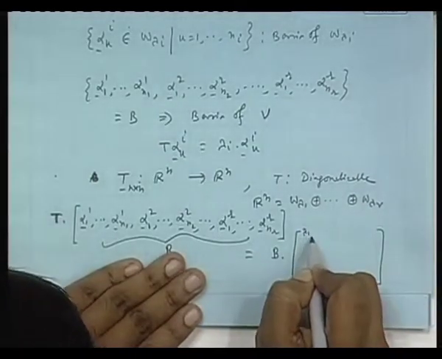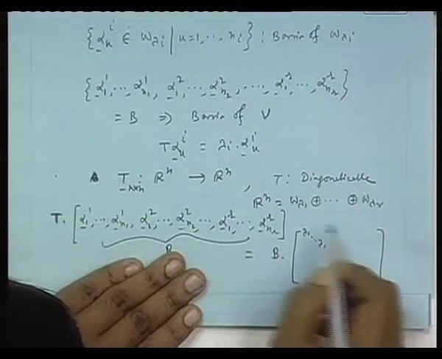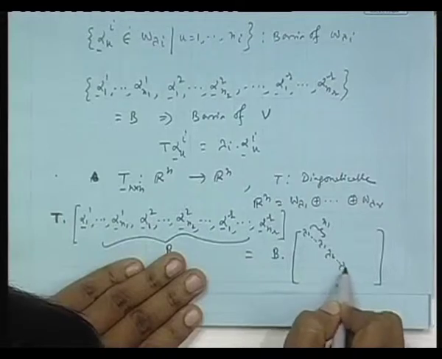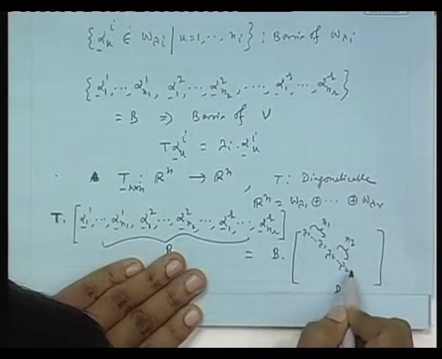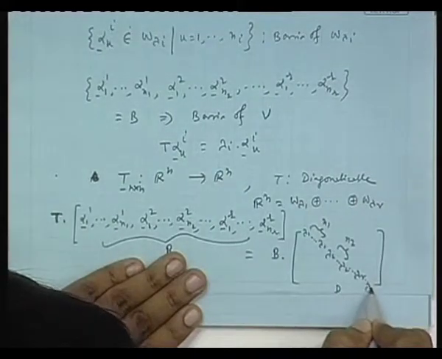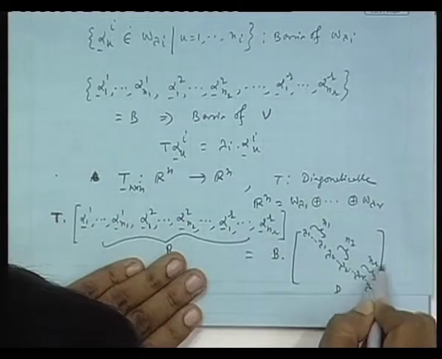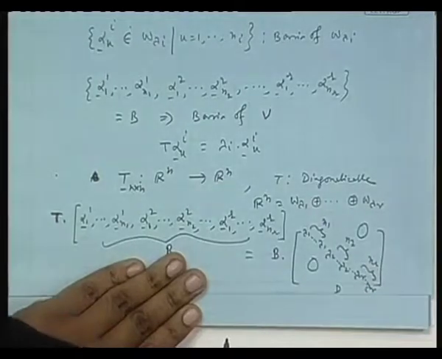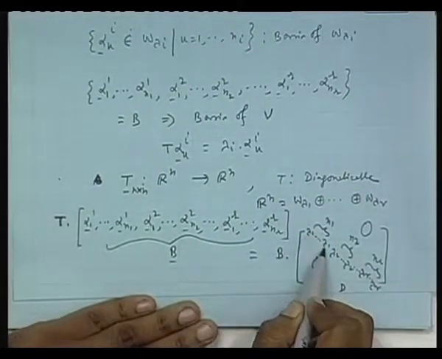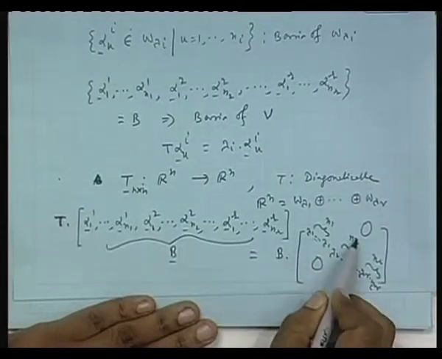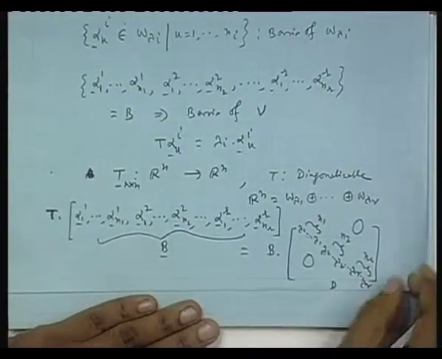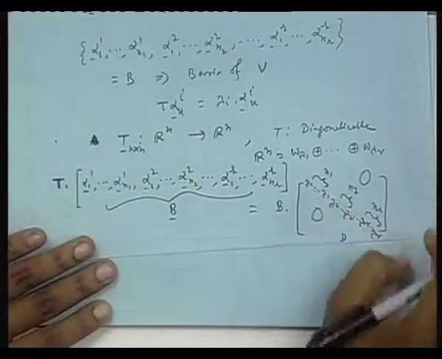where initially it will be lambda 1 dot dot lambda 1, how many times? n1 times. Then lambda 2 dot dot lambda 2, how many times? n2 times, dot dot dot, lambda r dot dot lambda r, how many times? nr times, and 0 0 in the diagonal matrix. That is why n1 is called the multiplicity of lambda 1, n2 is called the multiplicity of lambda 2, dot dot dot, nr is called the multiplicity of lambda r. Before that, I will come to that again.